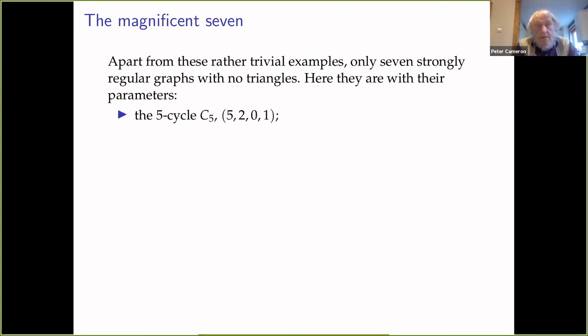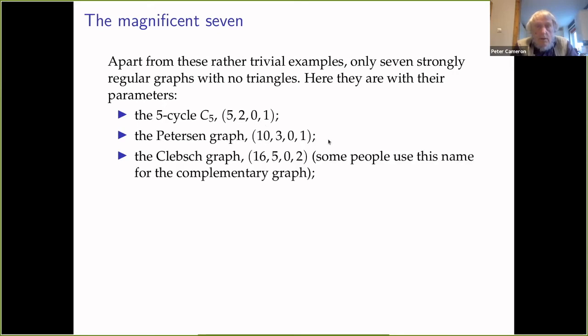First of all, the 5-cycle, C5. That's strongly regular with these parameters, 5, 2, 0, 1. No triangles. And if two vertices are not adjacent, they have just one common neighbor. The Petersen graph, which we saw in the last lecture, it's on the web page for the graph theory course. If you look at the top of the web page on the right, you'll see the Clebsch graph.